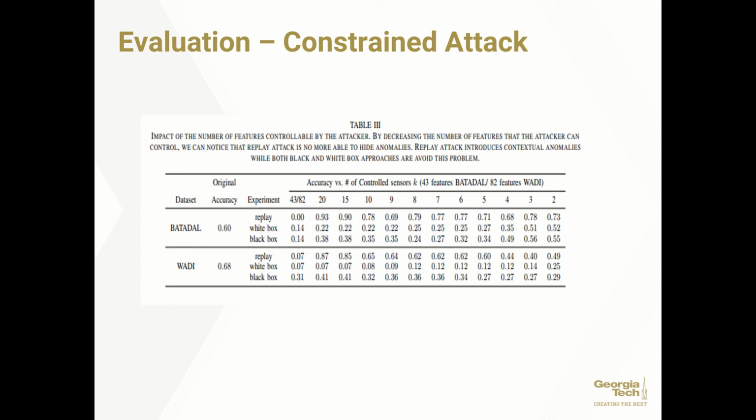For the white box attack, the detection accuracy also increases for both datasets, but more so for the Batidol set than the WADI set. And for the black box attack, the detection accuracy is higher with less constraints in the WADI dataset than the Batidol dataset. However, in both cases, the detection accuracy increases as more constraints are added for the attacker.